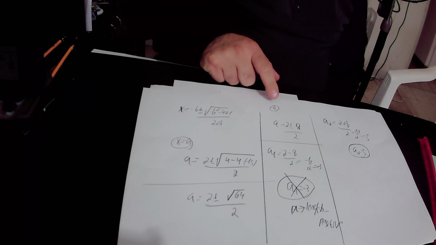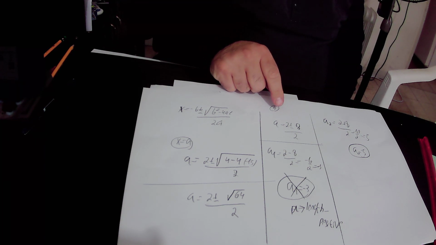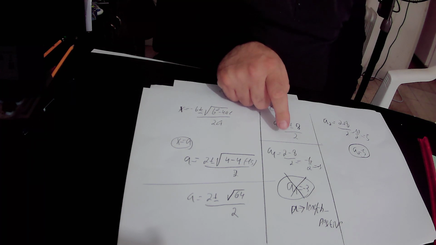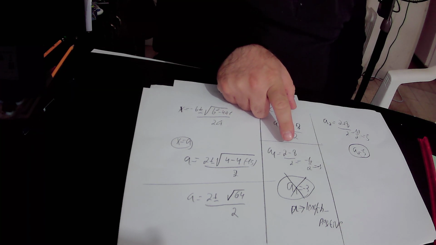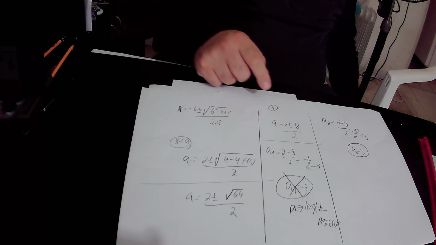A equals 2 plus minus 8 over 2. We have two solutions here. The first solution is A1 equals 2 minus 8 over 2. 2 minus 8 is minus 6, and minus 6 over 2 is minus 3.